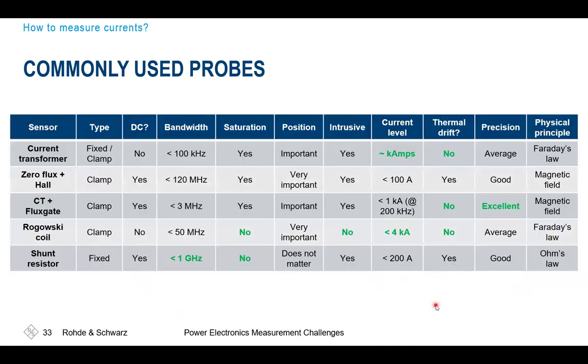So summing that up, we have different types of current probes: the standard current transformer, the zero flux, plus the compensated flux sensors. We have Rogowski coils, we have shunt resistors. And as you can see, each of these methods has pros and cons.